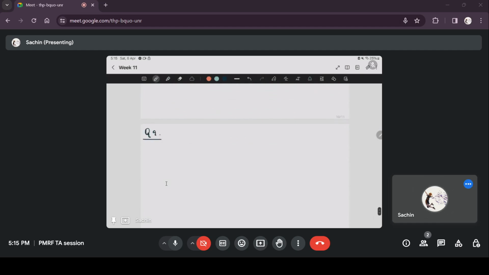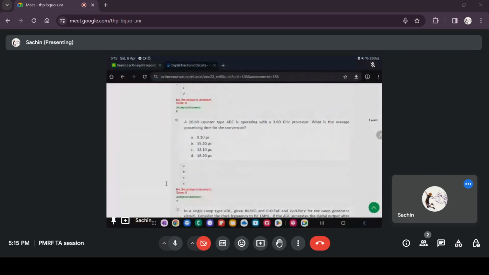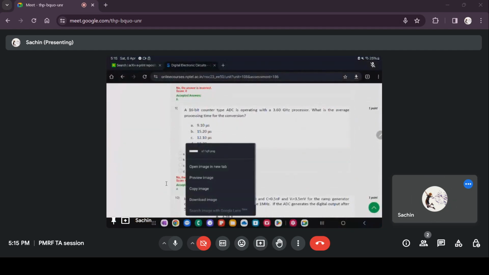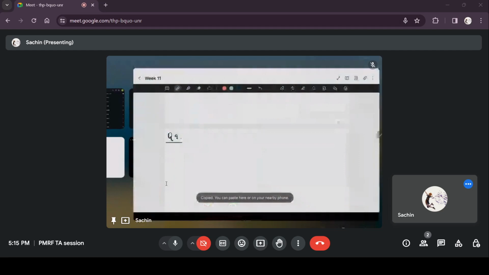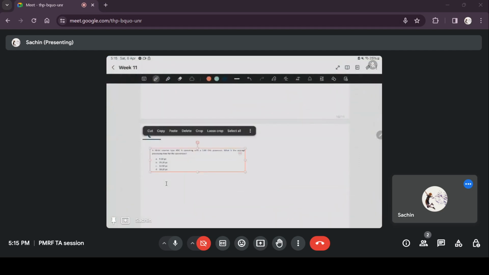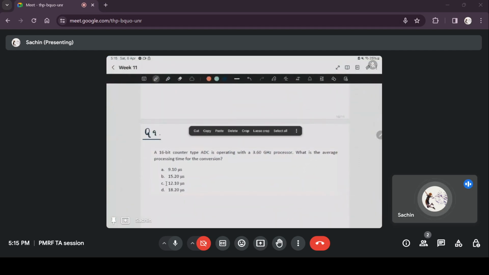Question 9. A 16-bit counter type ADC is operating with a 3.60 GHz processor. What is the average processing time for the conversion?